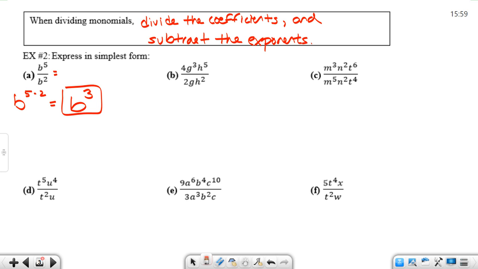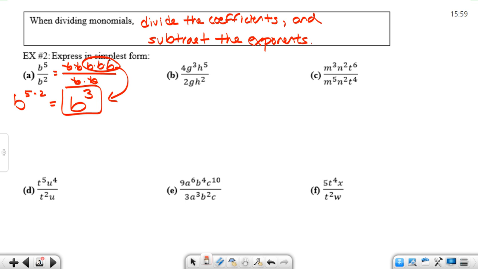And you know, guys, another way to think about this is if you've got b to the fifth, that's 5 b's over b squared, that's 2 b's. Guys, we can cancel 2 b's from the top and bottom, which leaves us with b times b times b, which is in fact b to the third.